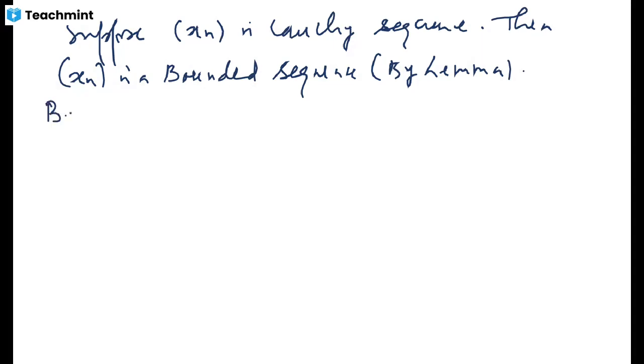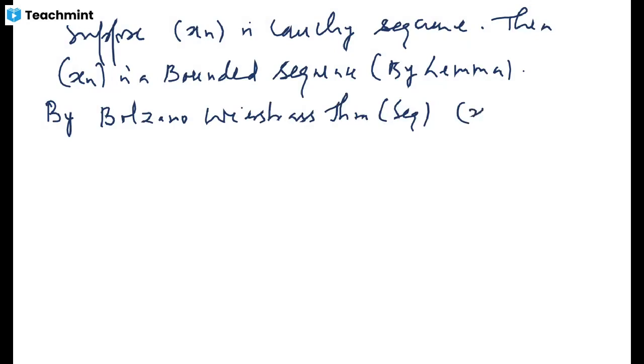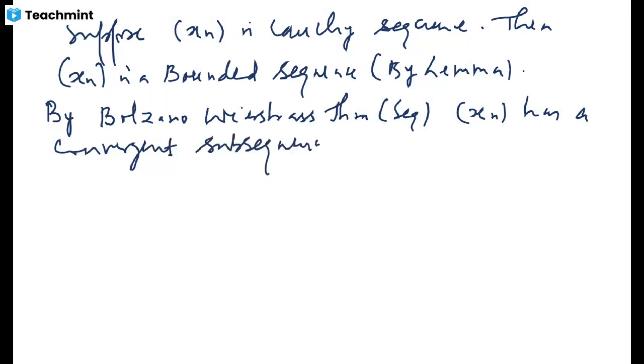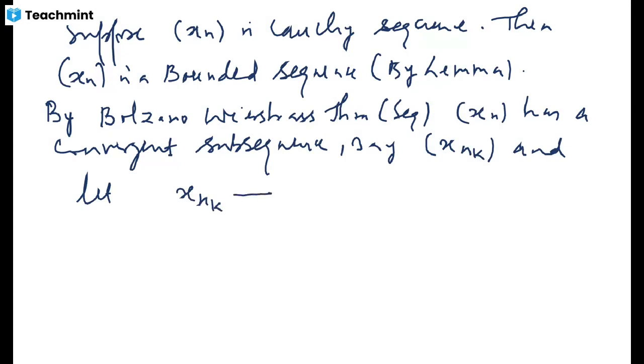So by the Bolzano-Weierstrass theorem for sequences, this sequence, because it is bounded, has a convergent subsequence. Say that subsequence is x_{n_k}, and since it is convergent, it has a limit. Let that limit be denoted by x. Okay, we have this.